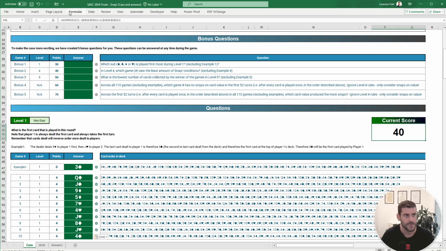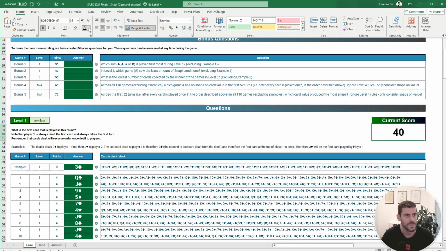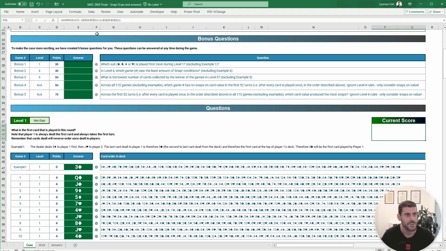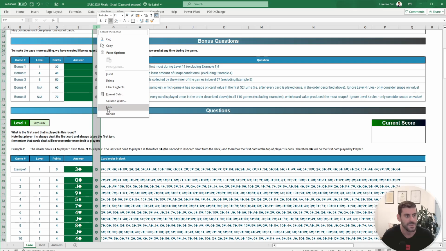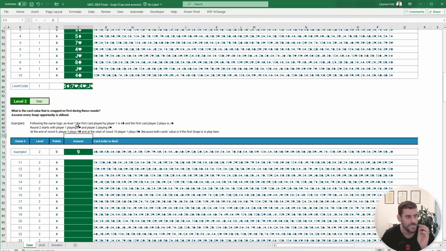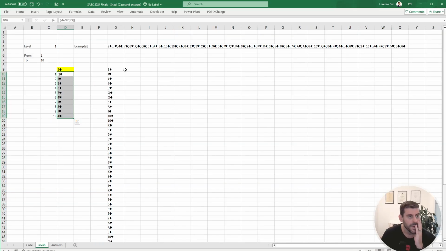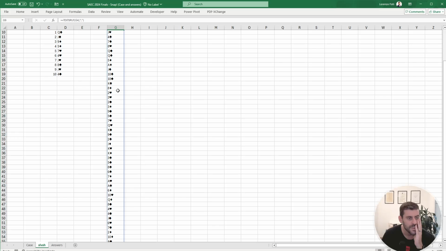Sorry, I forgot to remove the hints. Okay, what is the card value that is snapped on first during this round? Assume every snap opportunity is utilized. Okay, so those are the cards.